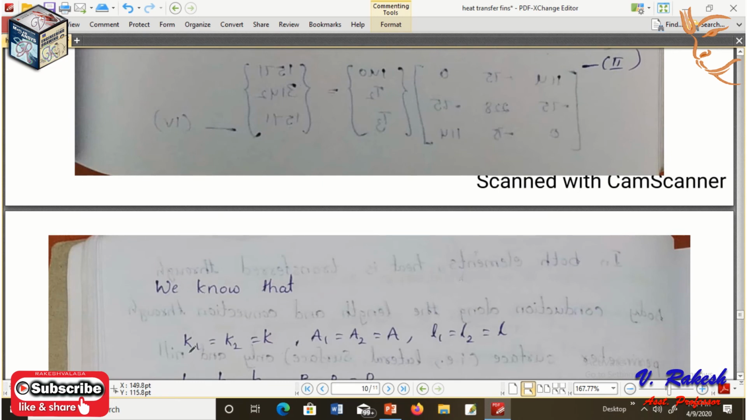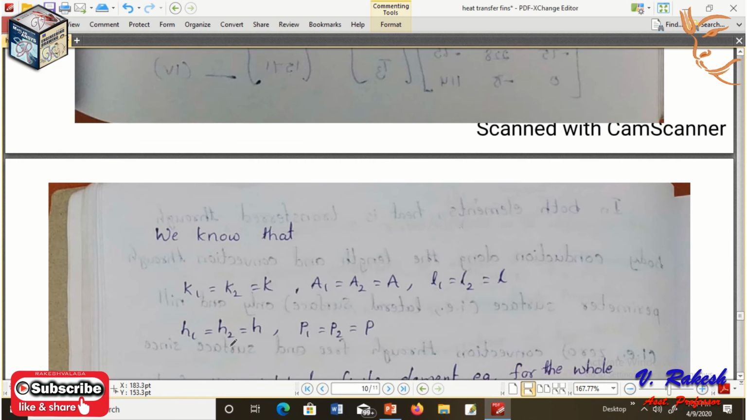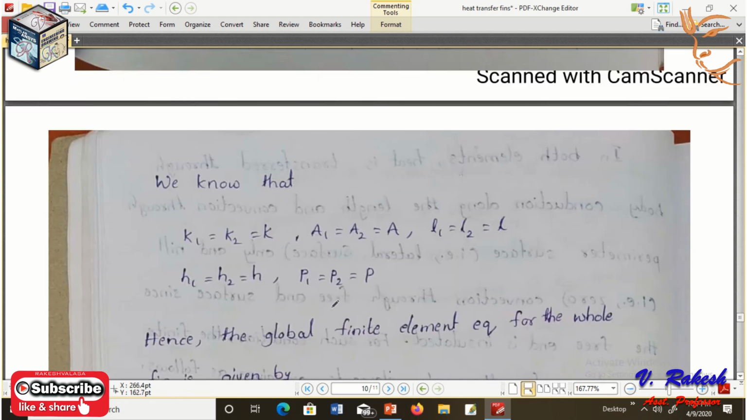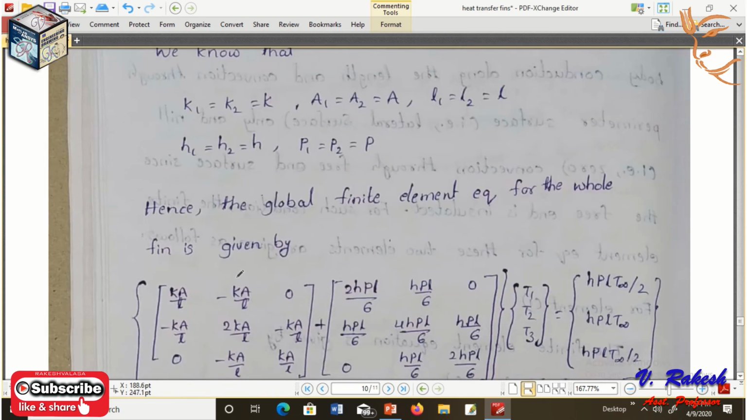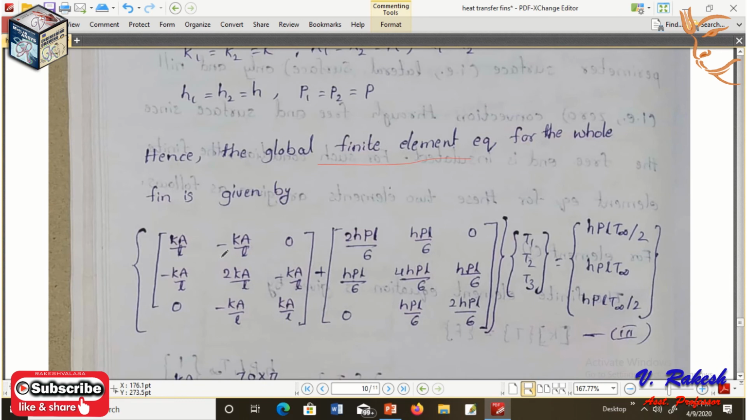We know that K1 equal K2. So take K, A1 equal A2 equal A, L1 equal L2 equal L, H1 equal H2 equal H, P1 equal P2 equal P. Now substitute these terms in the above equations and also write the global finite element equation for the whole fin, given by Ka by L, minus Ka by L, 0, minus Ka by L, 2 Ka by L, minus Ka by L, 0, minus Ka by L, Ka by L. These two elements have three nodes.